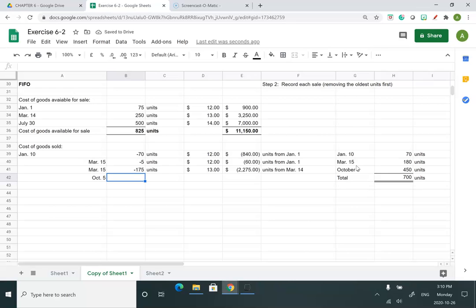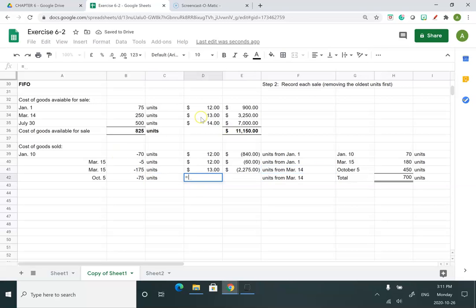On October 5th, I'm going to sell 450 units. So I just want to check how many units I have left of my March 14th purchase. You can do some quick math here. If you go equals, click on the 250 units, and we took away 175, that means I have 75 of those units left. So I'll say minus 75 units, and these are the March 14th ones.